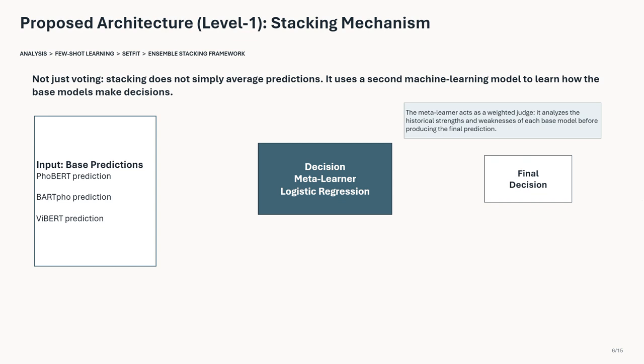The second level of the framework is stacking. Stacking is not simple voting. It does not just choose the most common answer. Instead, it uses another model called a meta-learner to make the final decision. In our study, the meta-learner is logistic regression. It receives the predictions from PhoBERT, BARTpho, and ViBERT. The meta-learner learns which model is more reliable in different situations. So it works like a judge that combines the strengths of each model.